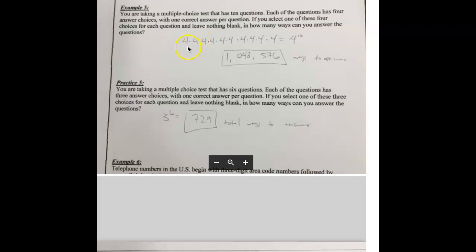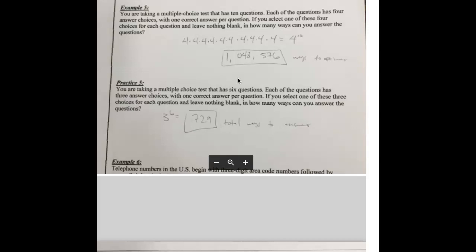So you could just multiply through here, 4 times 4 times 4 times 4, 10 times, aka 4 to the 10th power, to see that a multiple choice test that has 10 questions with 4 choices each, let's say A, B, C, and D, actually has well over 1 million possible outcomes of how the answers can be chosen. 1,048,576 ways to answer these questions. Again, that's just multiplying 4 ten times, aka 4 to the 10th power, because it's 10 questions, and each question has 4 possible answer choices, and you're only picking one, right?